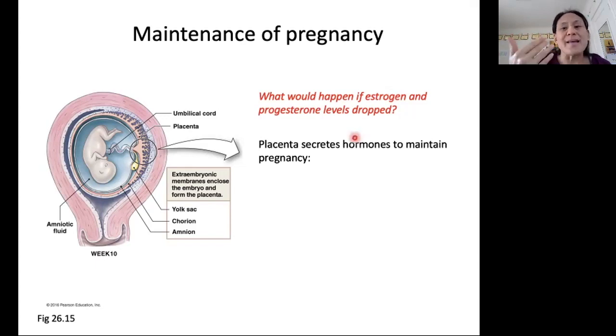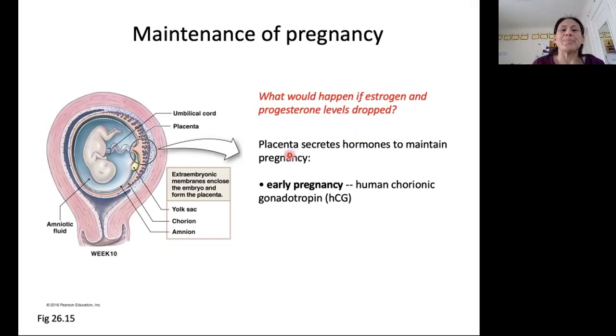Basically, the placenta takes on the job of maintaining the pregnancy by secreting hormones. So early in pregnancy, the placenta is going to be secreting a hormone called human chorionic gonadotropin, or HCG. HCG is going to basically act like the gonadotropins, LH and FSH, and it's going to tell the corpus luteum to continue to make estrogen and progesterone so that the pregnancy can be maintained and the endometrium can be maintained.